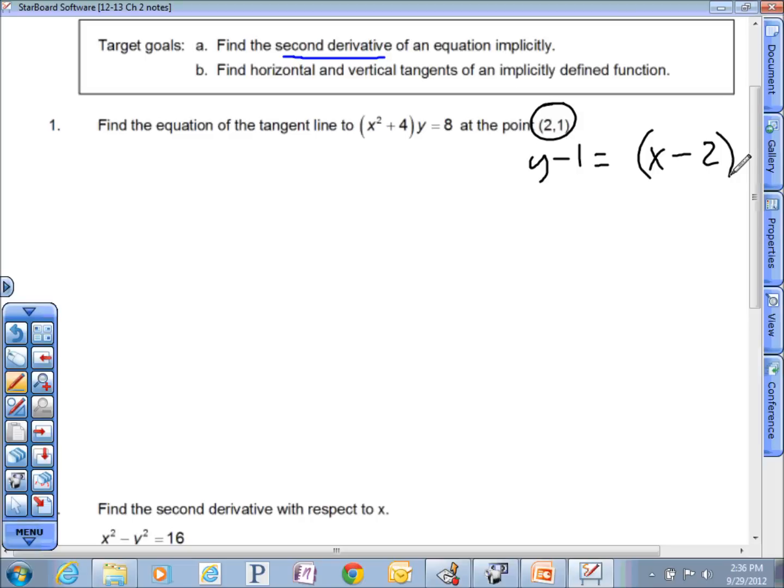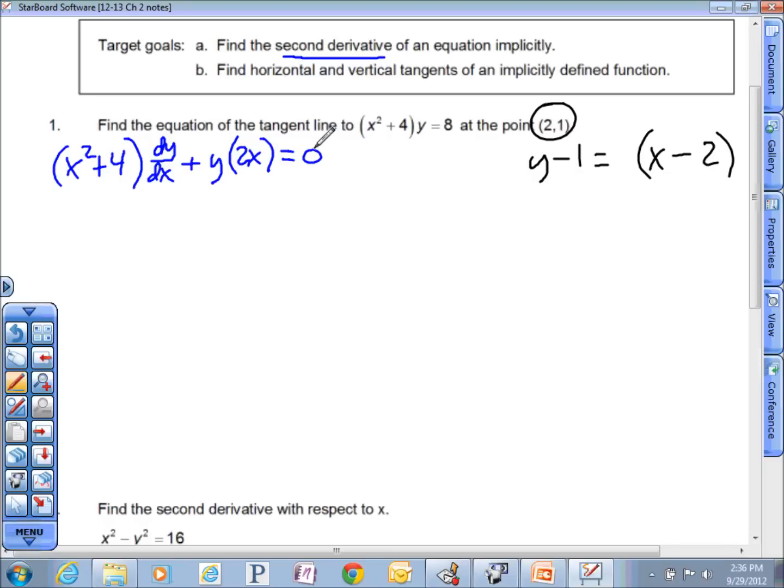I'm going to do it implicitly. I'm going to use product rule. So the derivative of x squared plus 4 times y is equal to 8 derivative. Let's take that x squared plus 4. Let's multiply it by the derivative of y. Derivative of y with respect to x would be dy over dx. Plus, now I got to take that y and multiply it by the derivative of x squared plus 4, which would be a 2x, equals the derivative of 8, which would be a 0.